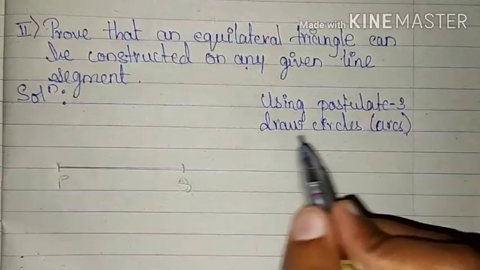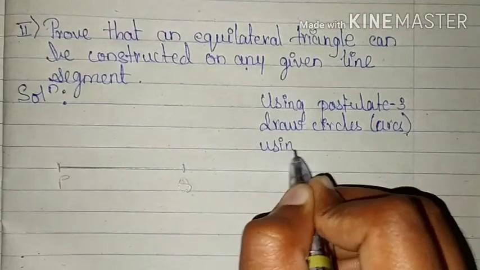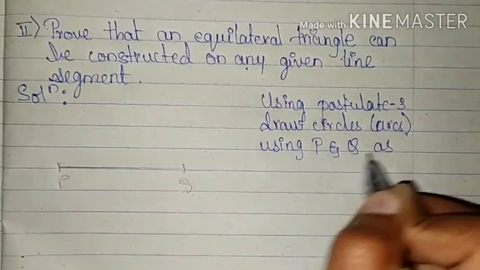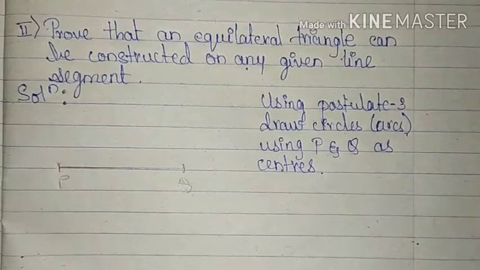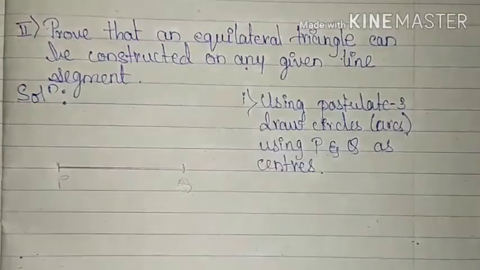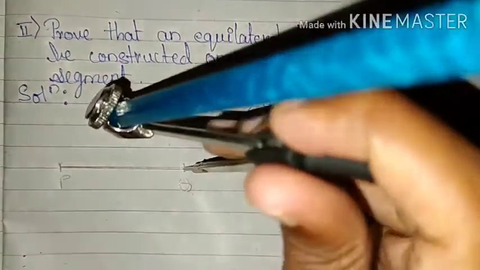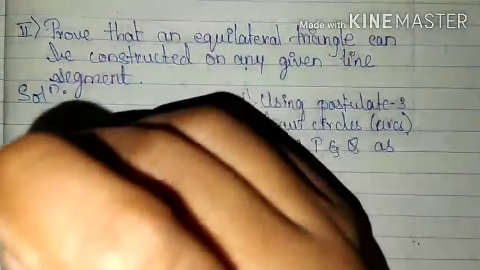Using postulate 3, draw circles using P and Q as centers. This is our first step. So now we have our line segment PQ. First, I'll take Q to be my center and QP is my radius.